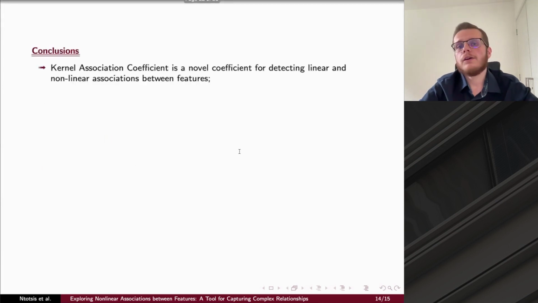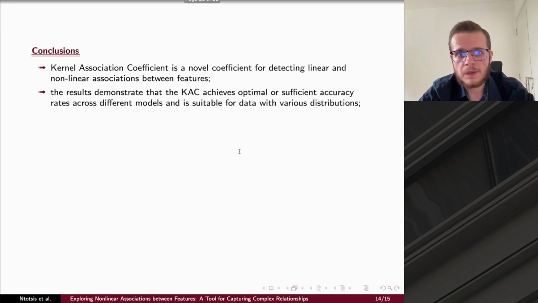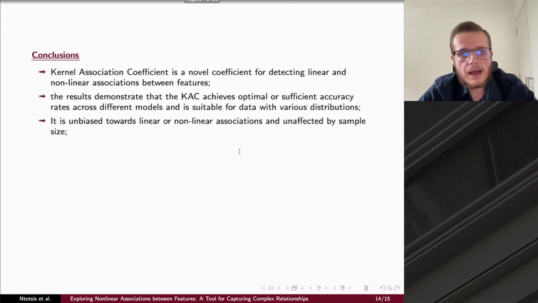So in conclusion, in this work, we introduced the kernel association coefficient as a novel coefficient for detecting both linear and nonlinear association between features. The results of the paper demonstrate that the KIC achieves optimal or sufficient accuracy rates across different models and is also suitable for data from different distributions. Additionally, it is unbiased towards a specific association pattern and it is unaffected by the sample size.